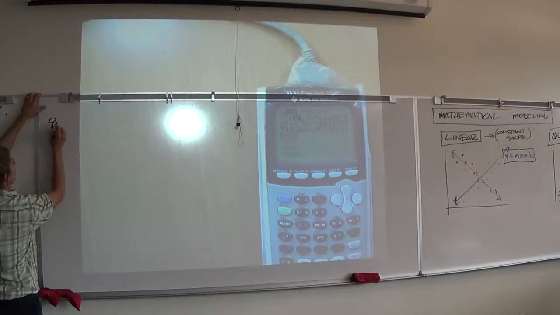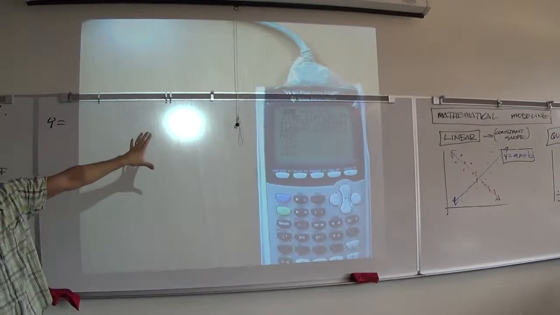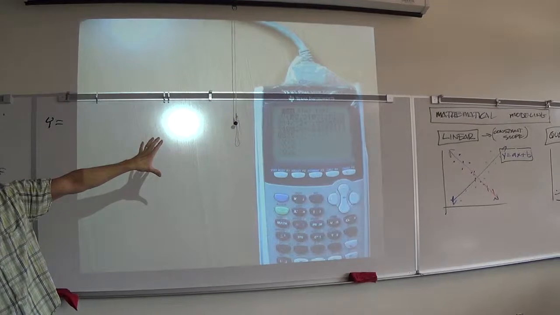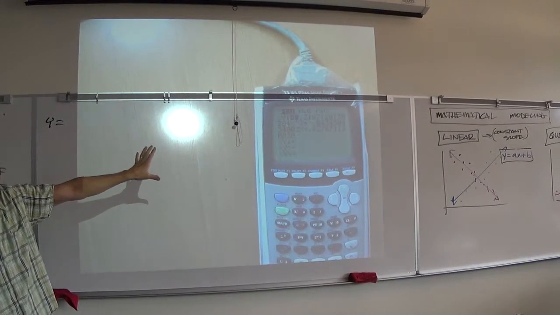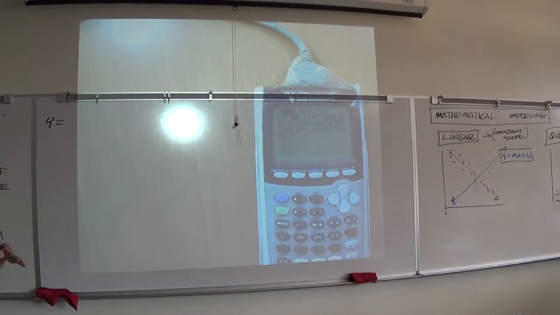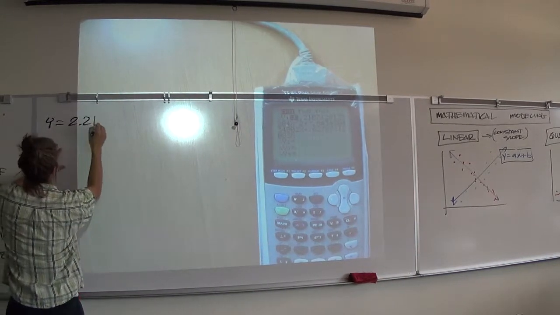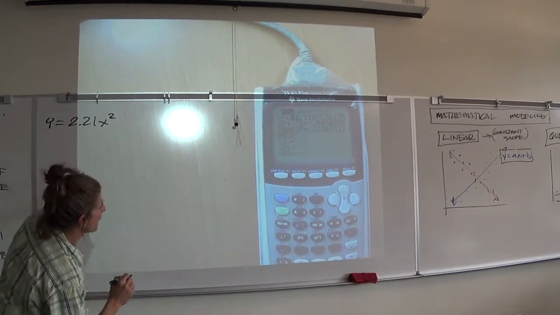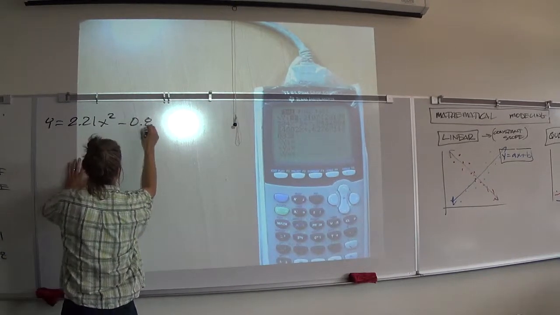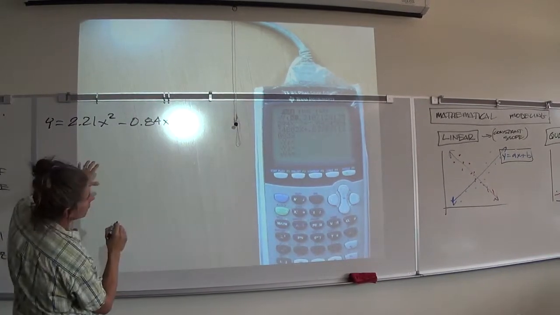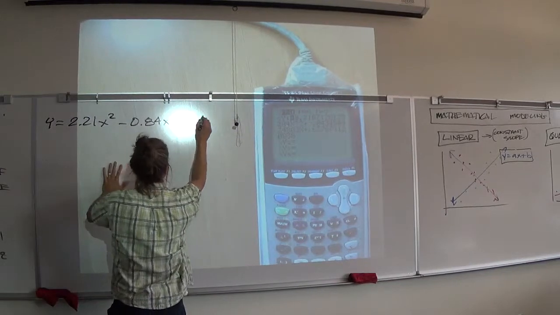I've got the equation y equals... don't leave it in your TI looking just like that. Cool? Leave it in your TI looking just like that. But I'm going to round down the decimals just for simplicity for writing it down. Y equals 2.21 x squared minus 0.84 x plus 0.62.